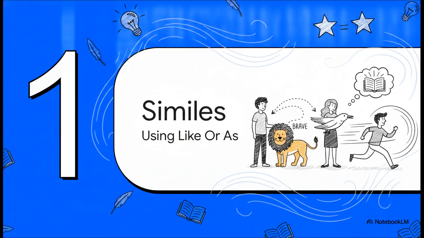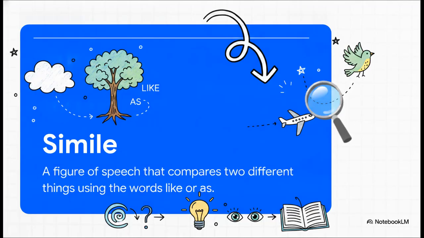Section 1, similes, using like or as. A simile is simply a figure of speech that compares 2 entirely different things using the very specific words like or as. This is such a great tool because it helps readers understand new or kind of abstract ideas clearly by instantly connecting them to familiar, everyday images.